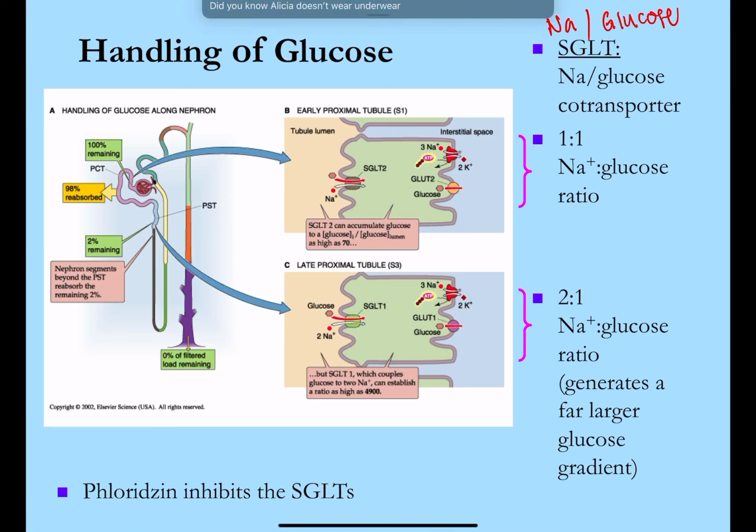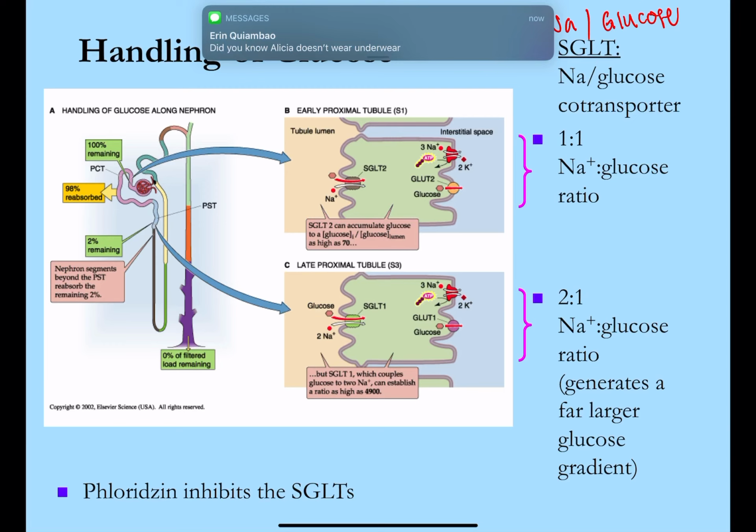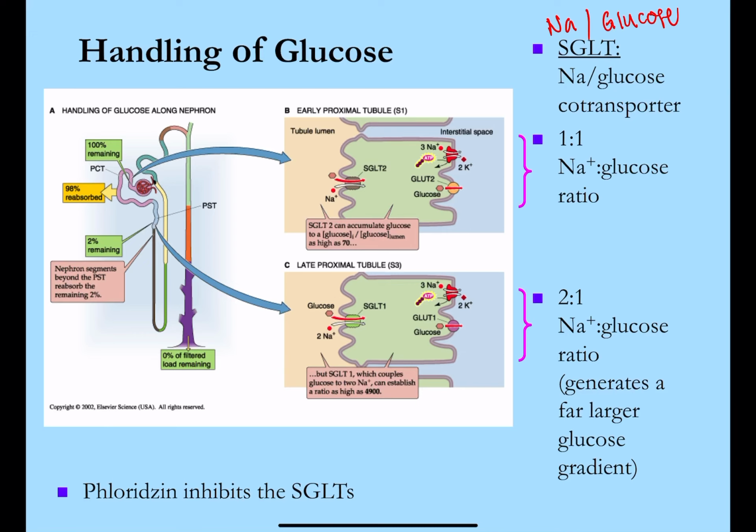There's a thing about this I want to mention here. In the early proximal tubule and the late proximal tubule, we see two separate things. SGLT2 is in the earlier part of the proximal tubule, SGLT1 is in the later parts. The main difference between the two is their ratio-wise sensitivity to glucose. In the earlier parts, it's a 1-to-1 sodium to glucose ratio. So the sodium is going down the concentration gradient and pulling glucose molecules with itself, right? And this can create about 70 times more concentration in the cell compared to the lumen, very strong.